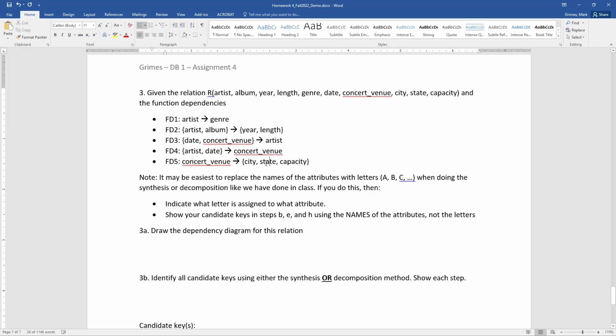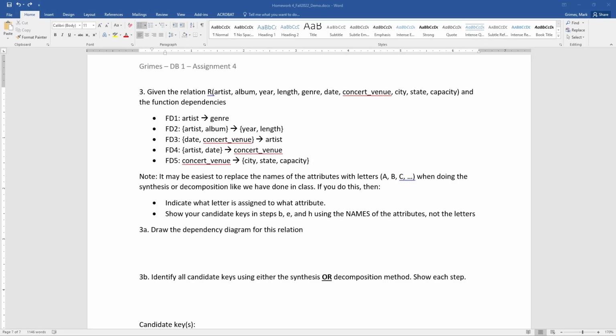So we have these attributes of artist, album, year, length, genre, date, concert venue, city, state, and capacity, and these functional dependencies here. So I'm going to suggest just that in order to save yourself a little bit of writing and to not get so confused about the details of what these data might mean, you might want to replace each one of these descriptive attribute names.